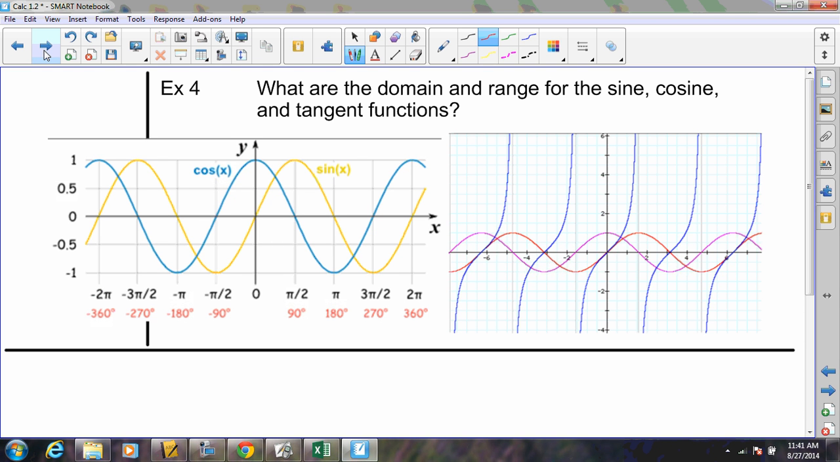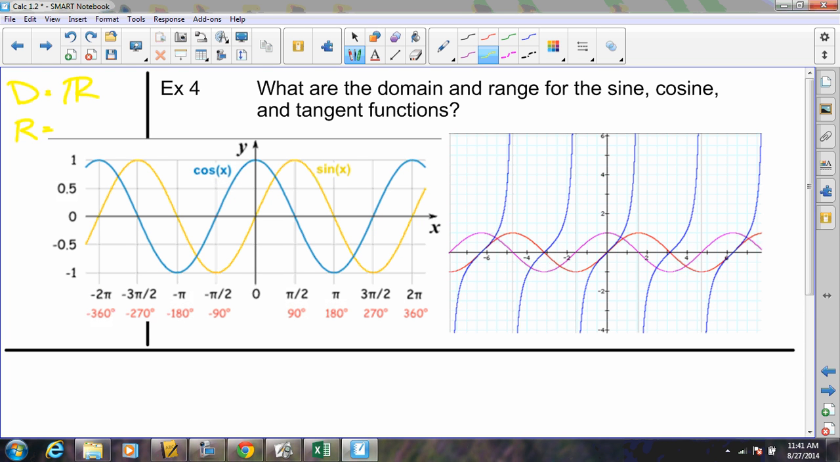What are the possible domain values for sine, which I'm doing? I'm going to make my colors match the color on the picture. So sine is done in yellow, so what is the domain of the sine? Thank you, Anna. All reals. The range?